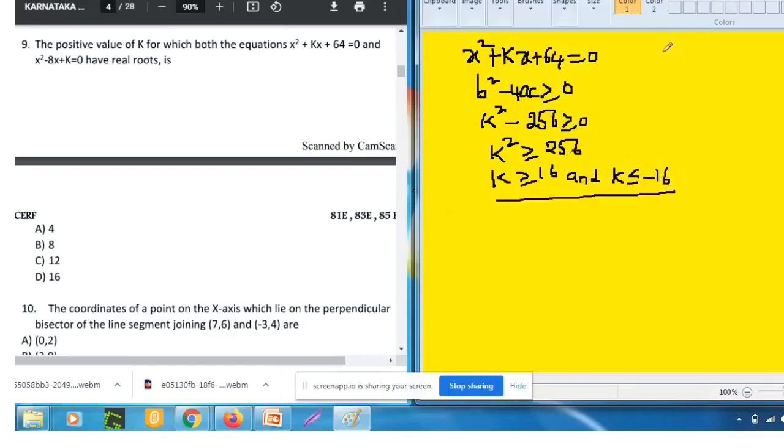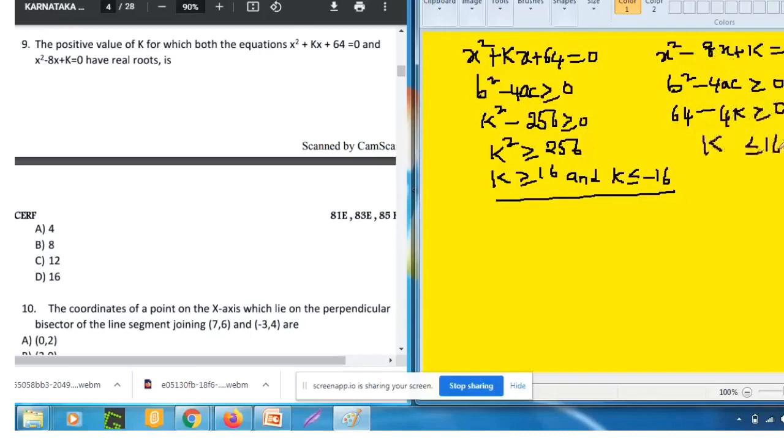Moving to the second equation. The second equation is x square minus 8x plus k is equal to 0. So the discriminant b square minus 4ac is greater than or equal to 0. Here b is minus 8, and minus 8 square is 64, minus 4 into 1 into k, which is 4k, is greater than or equal to 0. Obviously k will be less than or equal to 16. I'm assuming this as the second equation and the earlier one as the first equation. The value of k that satisfies both conditions is k equal to 16. So the correct option for this question is D, 16.